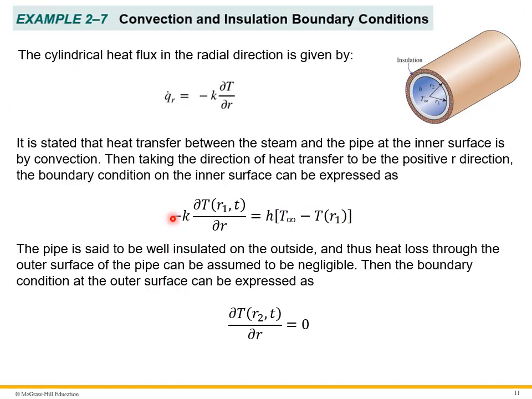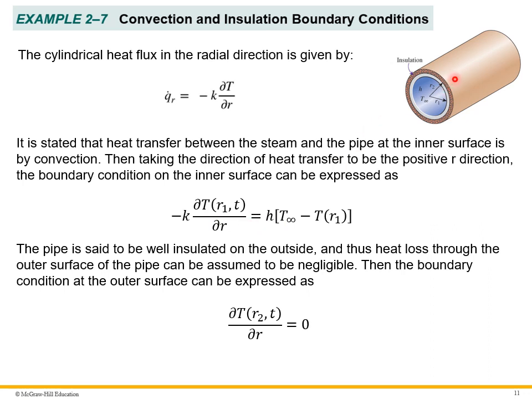Now let's take a look at the boundary conditions. So you have the cylindrical heat flux in the radial direction given by this equation. And so you have this one to worry about, and you also have the fact that the heat transfer to the steam in the pipe is a convection condition. So you have this condition here to satisfy. So here at the inner surface, when r is R1, you get R1 here and R1 there, and T infinity is the temperature in here. K and h are the respective constants.